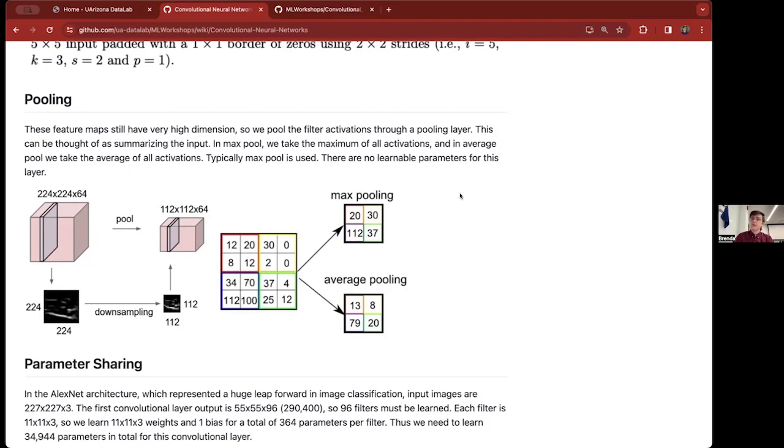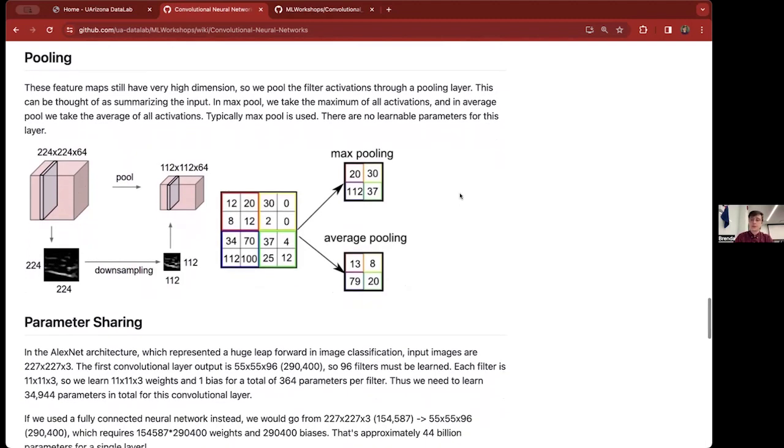And this one doesn't have any learnable parameters. It's just doing maximum or average. There's nothing to learn in that location.